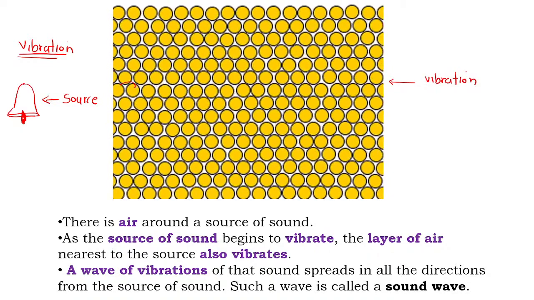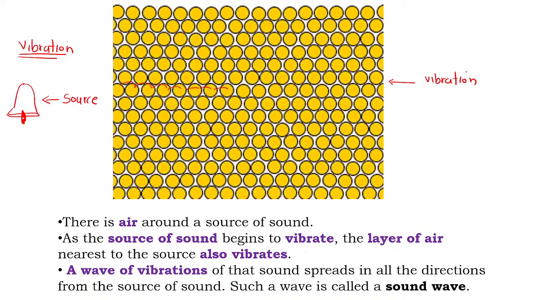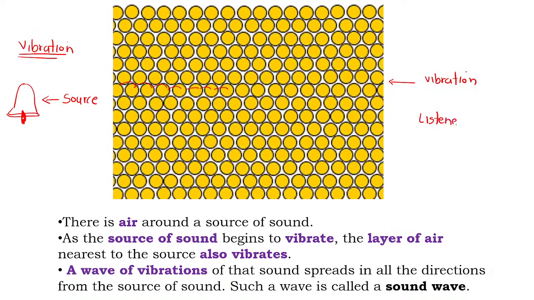The next molecule hit the first one, and the vibration is passed on to the next one, and similarly the molecules around that source of sound will all start vibrating, all start colliding with one another, and the vibration is passed on from one molecule to the other molecule, and that's how the sound is being heard from the place of source to the listener. Suppose there is a person over here. Okay, so this listener, how is able to hear that sound?